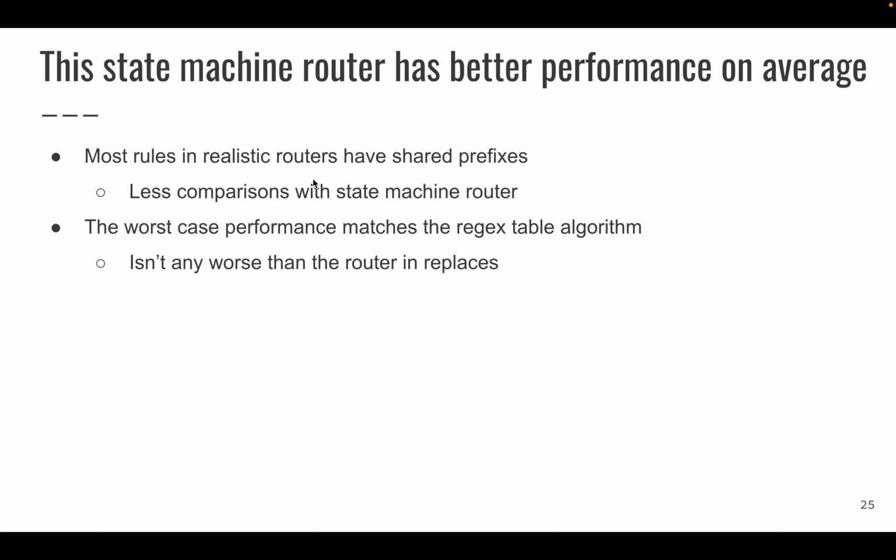And if you understood my explanation a second ago, that's because most rules in realistic routers have shared prefixes. And as soon as you've ruled out the prefix, you don't have to worry about all those rules anymore. So you do fewer comparisons in the state machine router. But equally, I think it's fair to say that at least algorithmically, this new algorithm, the state machine, will perform no worse than the regex table. It might perform worse due to implementation changes, but algorithmically it should be the same. So I think it's fair to say that on average this will be quicker.